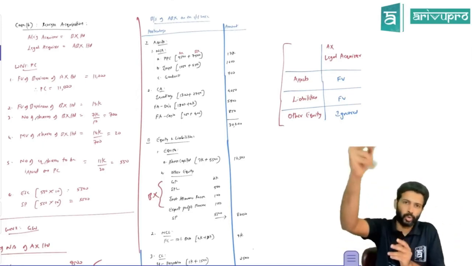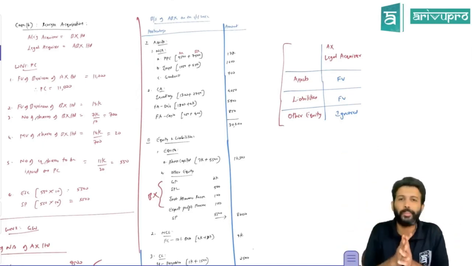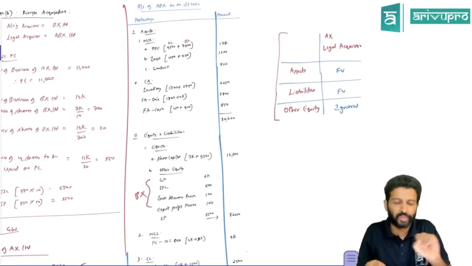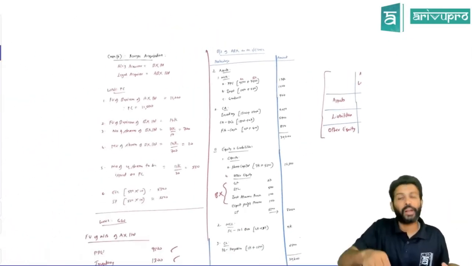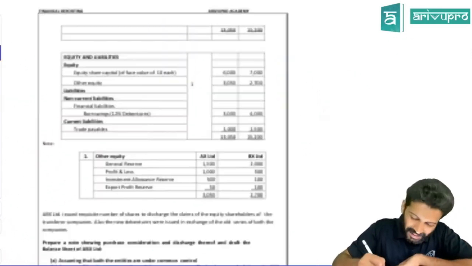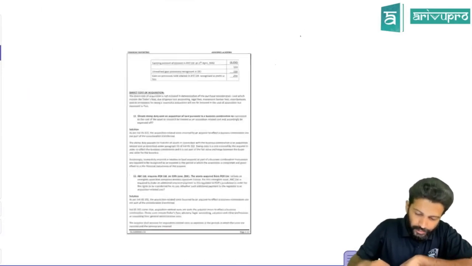If there is goodwill, show goodwill. If there is NCI, show NCI. In this problem, there was goodwill, but there was no NCI, hence we have not shown it. So that's how you prepare the balance sheet in a reverse acquisition. Okay, anything else? One minute, sir.